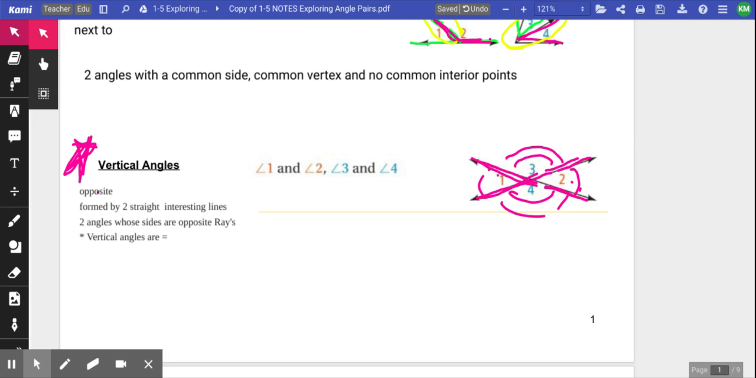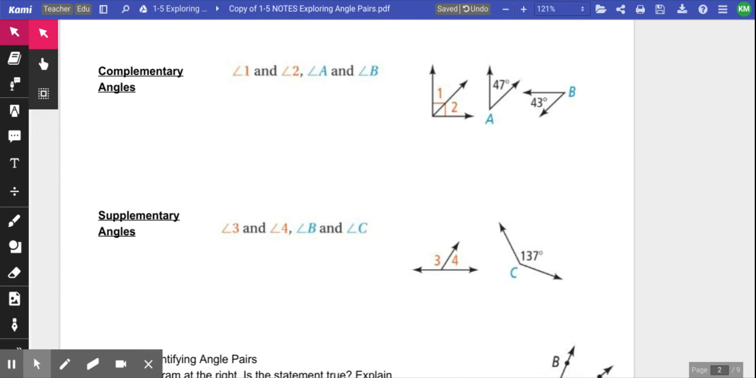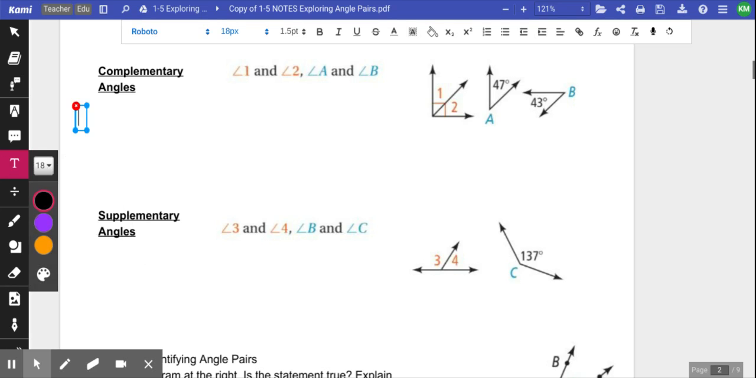on to the next page and talk about complementary angles. We have angle 1 and angle 2, as well as over here, A and B. For complementary angles, the definition is two angles whose sum is 180.